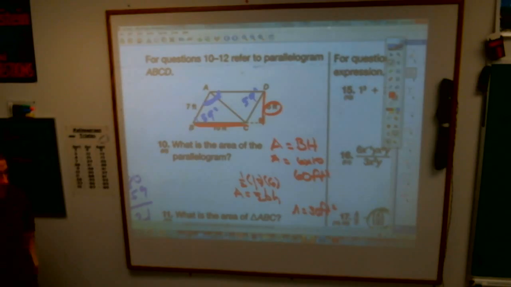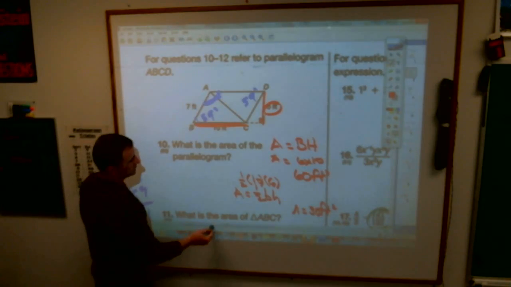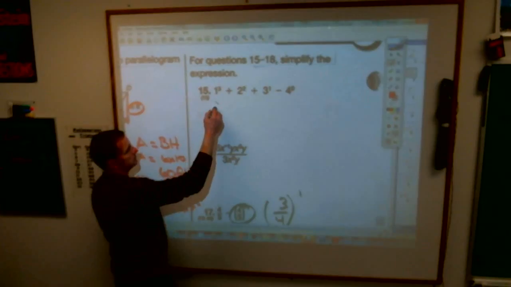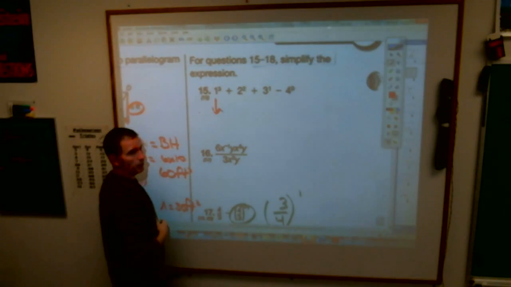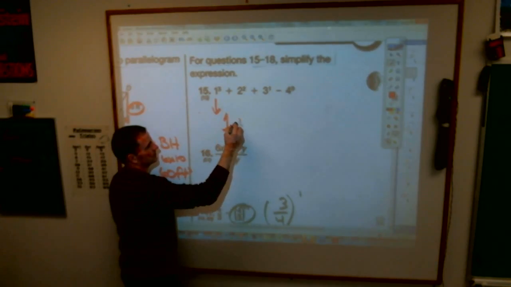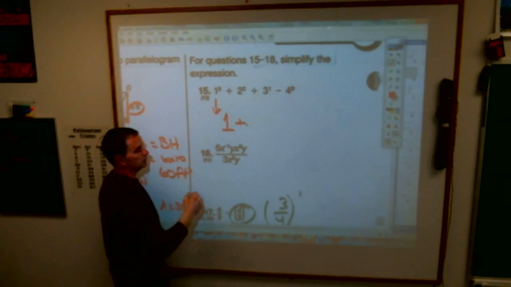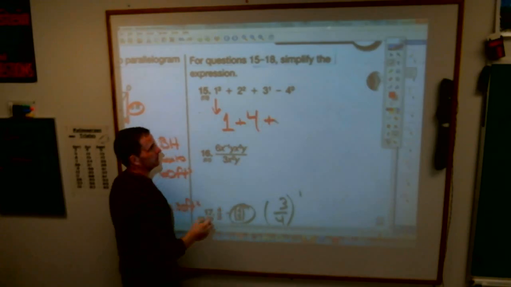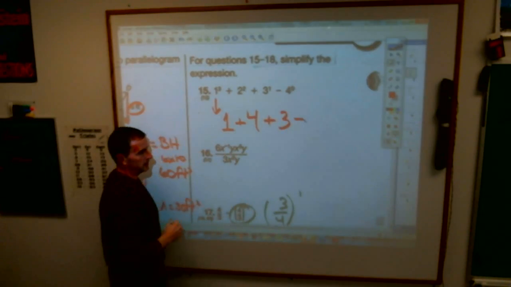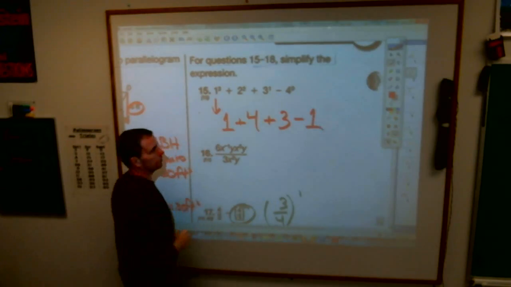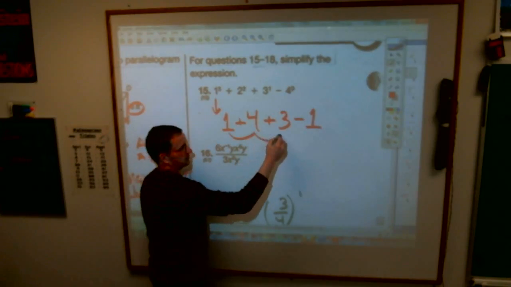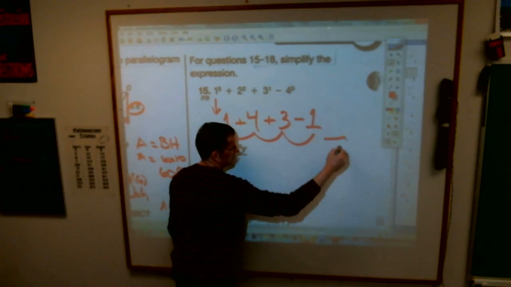Matt, you're up. Number 15. Oh, my favorite of all time. Maddie, what's 1 to the third power? 1 times 1 times 1 is 1. 2 to the second power? 2 times 2 is 4. 3 to the first power? 3. And 4 to the zero power? Anything to the zero power is one. So those are the simplification of those terms. 1 + 4 = 5 + 3 = 8 - 1 = 7.